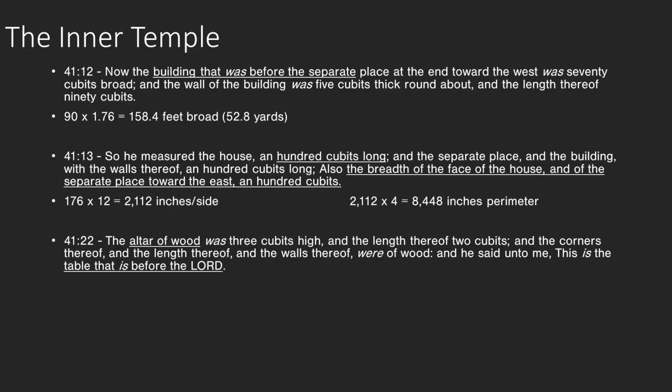What is going on here? Why is this table so unique? Well, it is 3 cubits high, which comes exactly to 5.28 feet. That is 1 human pace. And we saw that the men of Galilee correctly identified the Lord Jesus as a carpenter.